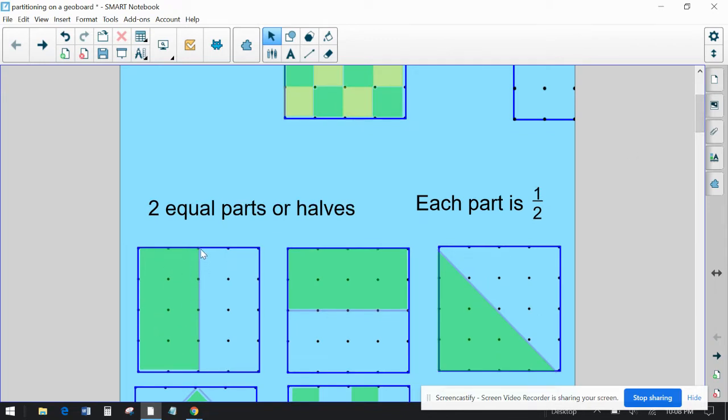One way would just be take a rubber band, stretch it down the middle, and then you have half over here and half over there, each one being the unit fraction 1/2. And then if you counted the squares or the square units, 1, 2, 3, 4, 5, 6, 7, 8. So there are 8 squares in 1/2 of the geoboard, which makes sense since there are 16 total square units. So half of 16 is 8.